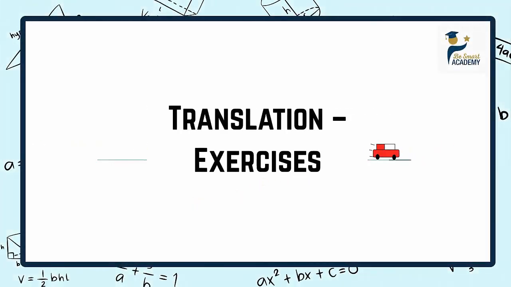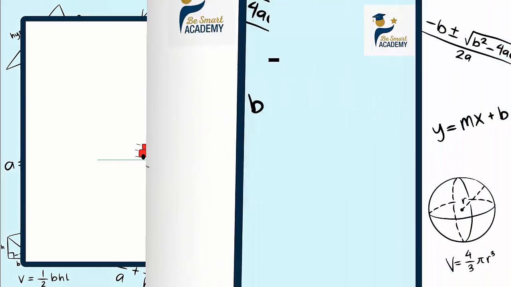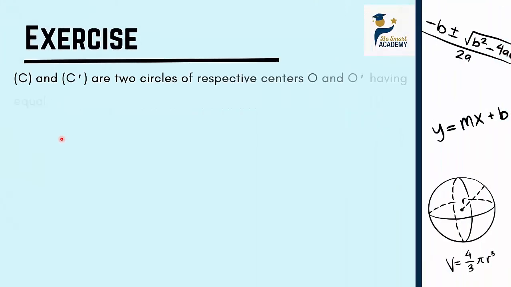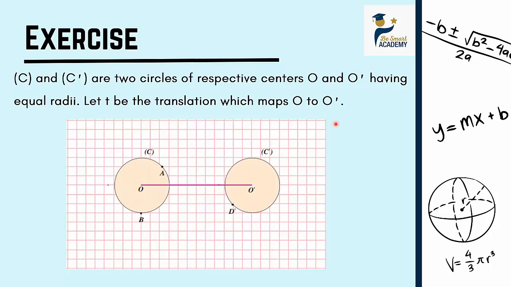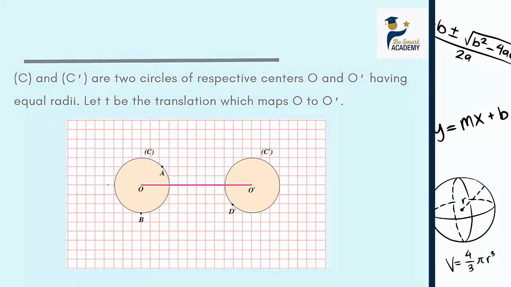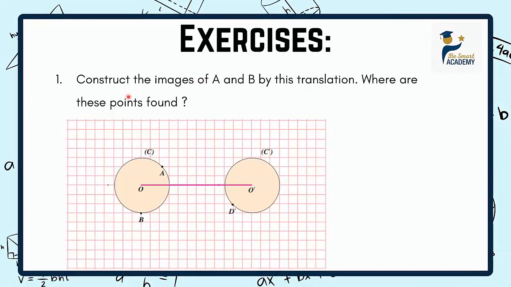Translation exercises. C and C prime are two circles of respective centers O and O prime having equal radii, and T would be the translation which maps O to O prime. They said that O is translated to O prime, but not the first circle to the second circle. We have to construct the image of A and B by this translation.